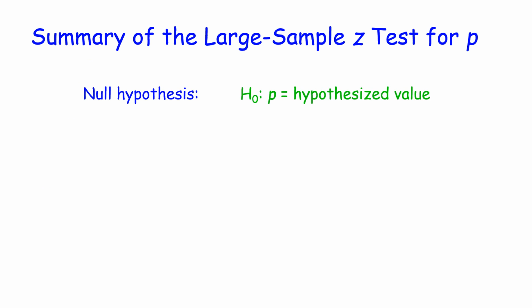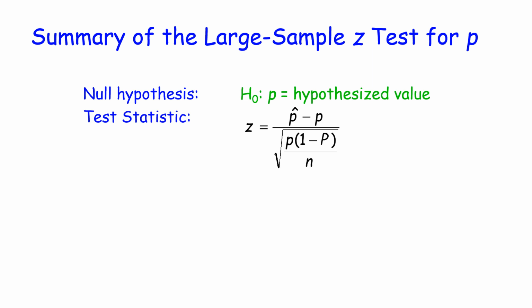So let's look at the summary of our large sample z-test for p. Our null hypothesis is that p equals the hypothesized value. Our test statistic is that z equals p hat minus p divided by the square root of p times 1 minus p divided by n.